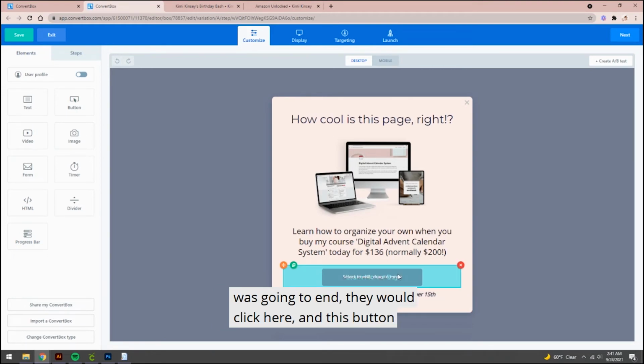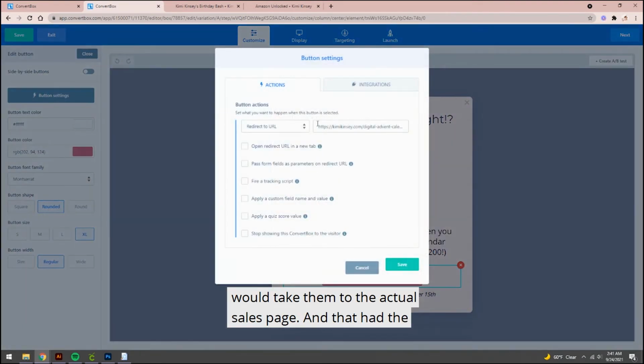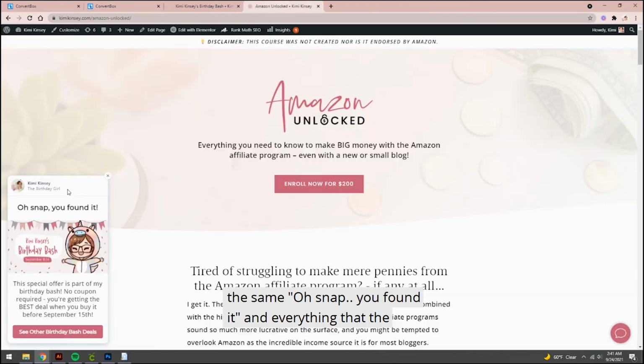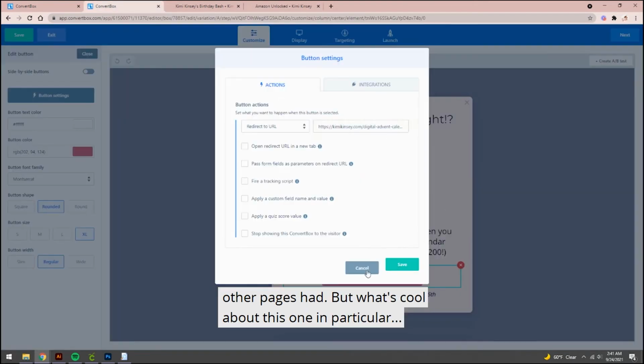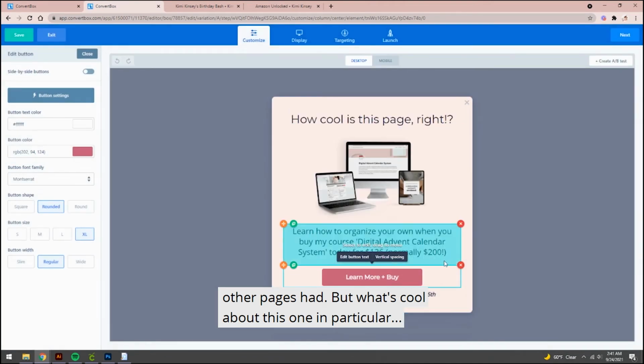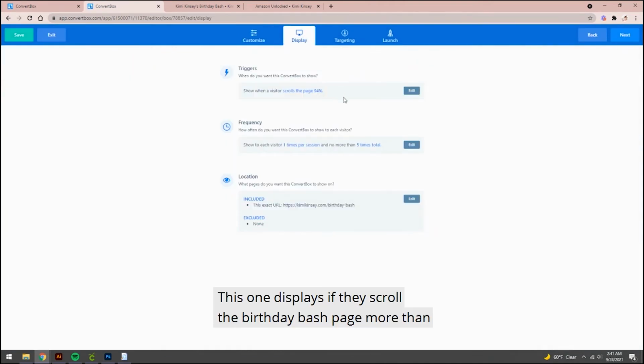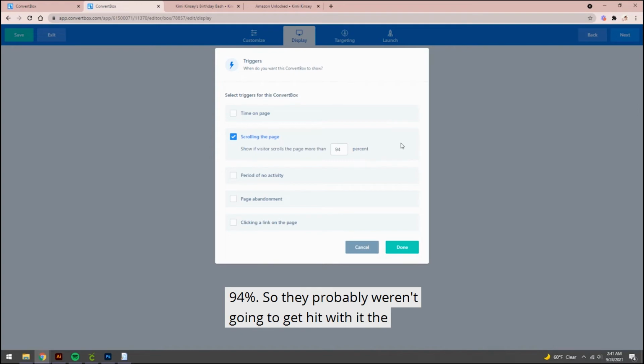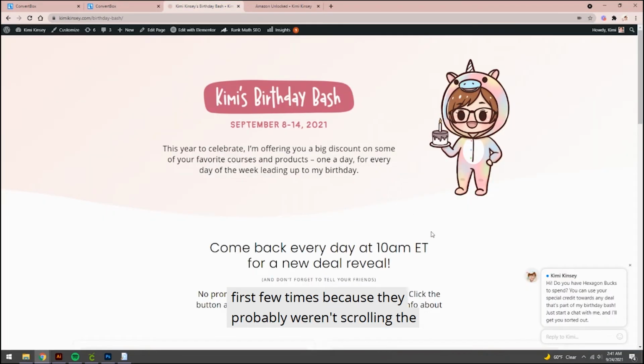They would click here and this button would take them to the actual sales page, and that had the same oh snap, you found it and everything that the other pages had. But what's cool about this one in particular, this one displays if they scroll the birthday bash page more than 94%. So they probably weren't going to get hit with it the first few times because they probably weren't scrolling the whole page.